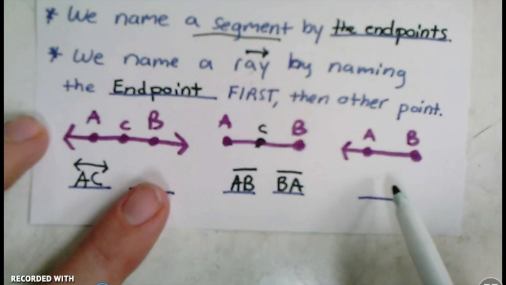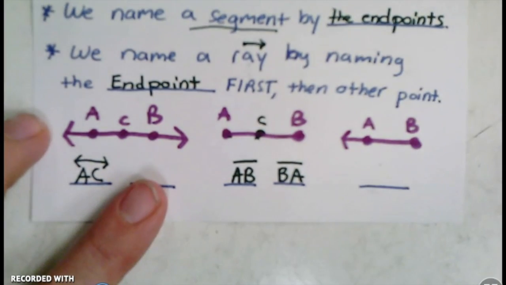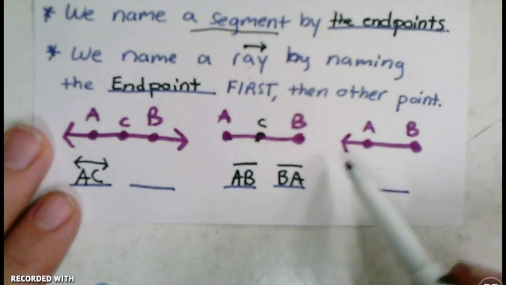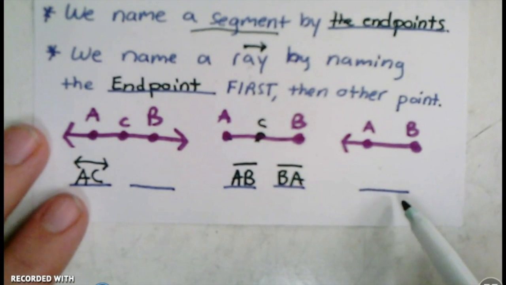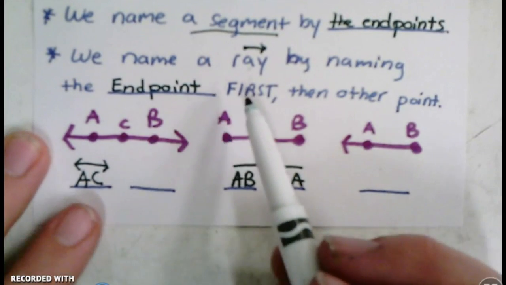All right, over here, I have a ray. It starts at the B and it continues to the A. And for this one, there's only one choice. Okay, let's look at my directions again. I have to name the end point first.